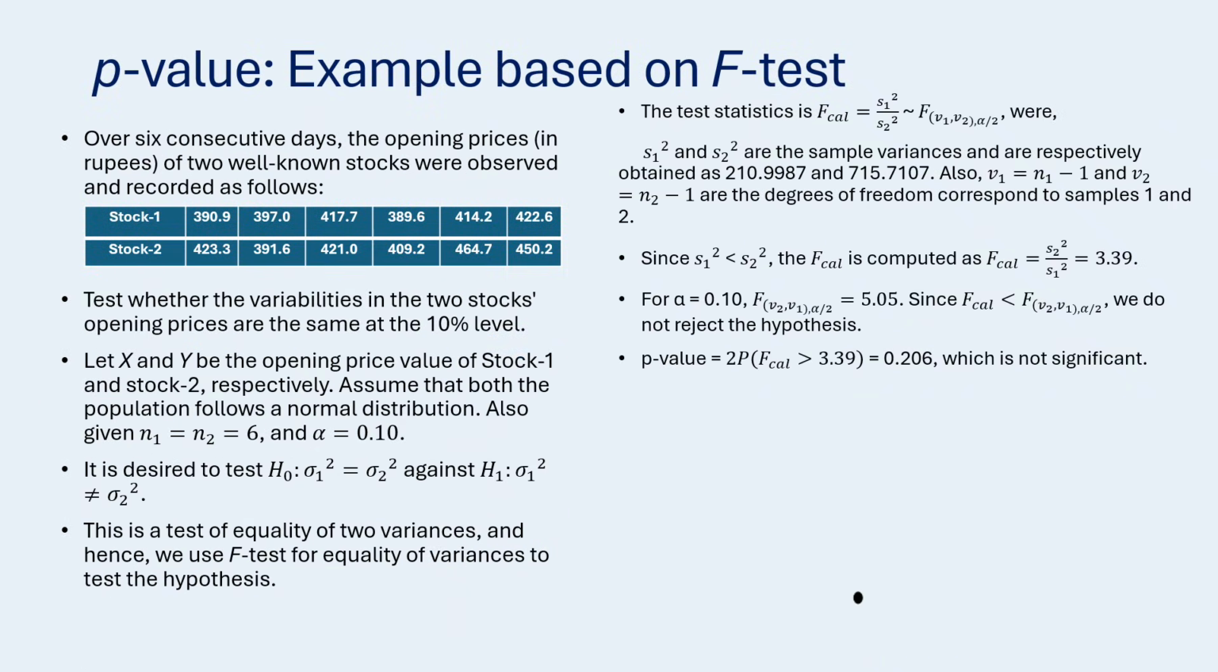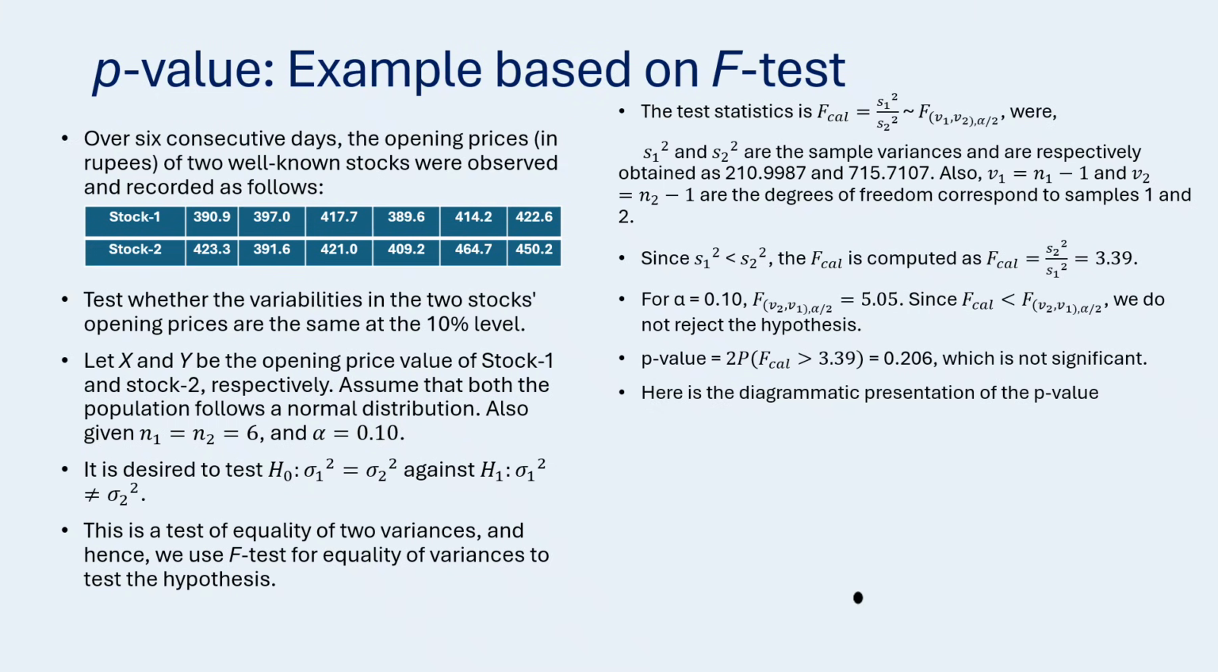So let's look at a test based on the F test. Here is an example where we are comparing two different stock prices. The variability is compared as such. You can see the sample sizes are equal here. Alpha is given to be 0.10 and you are testing H0: sigma 1 square equals sigma 2 square against H1: sigma 1 square not equal to sigma 2 square. The test statistic is F calculated, which is S1 square divided by S2 square, which follows an F distribution with nu 1, nu 2 and alpha by 2 as the critical value.